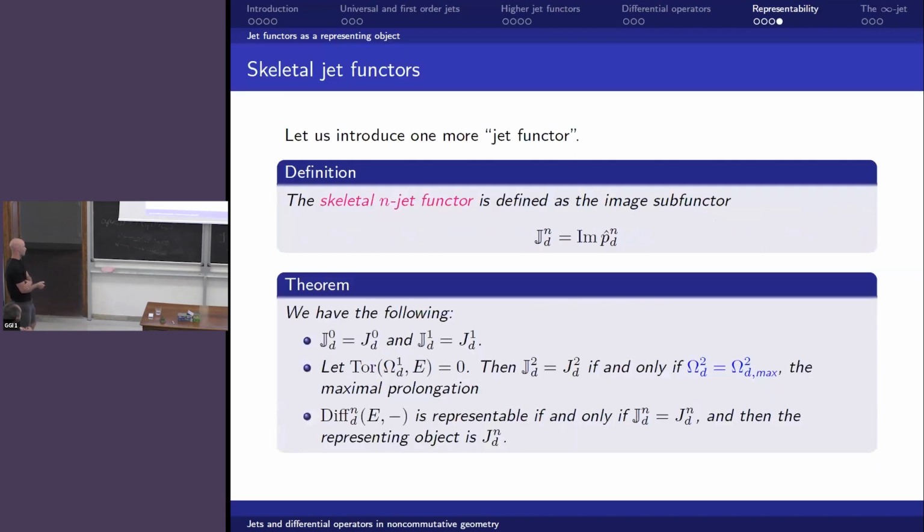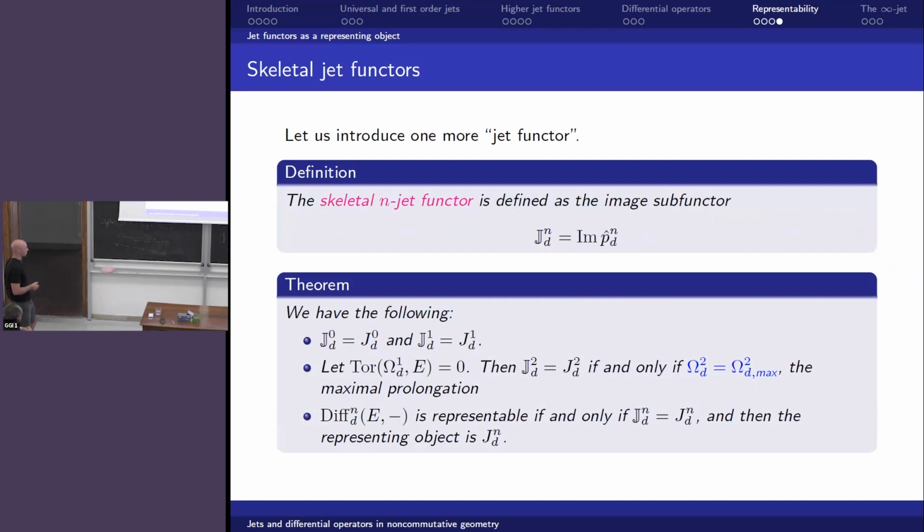Another way is just you need your jets to coincide with what we would call skeletal jets. Skeletal because they're somehow the minimal possible object which could possibly play the role of a jet. It's the image of this natural transformation we saw on 2 slides previously. So it's precisely generated by prolongations, and it's a sub-object of the n-jet.